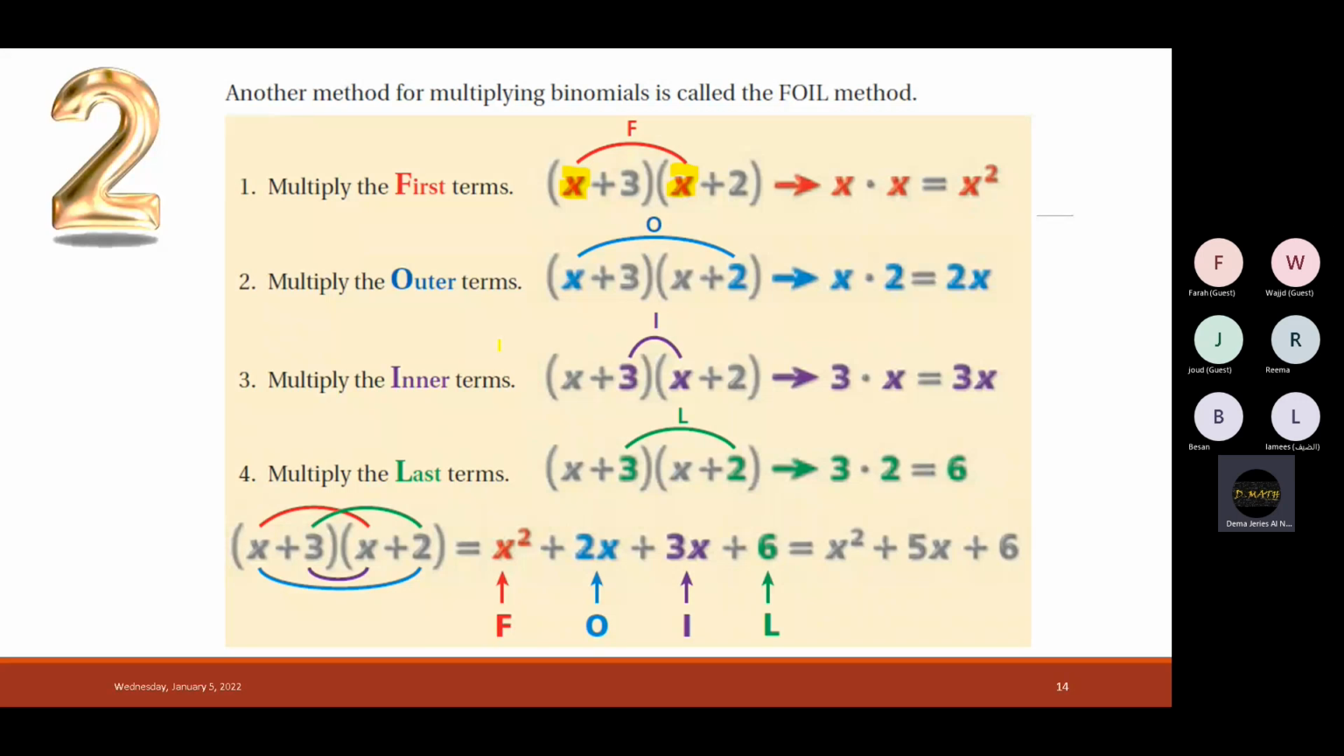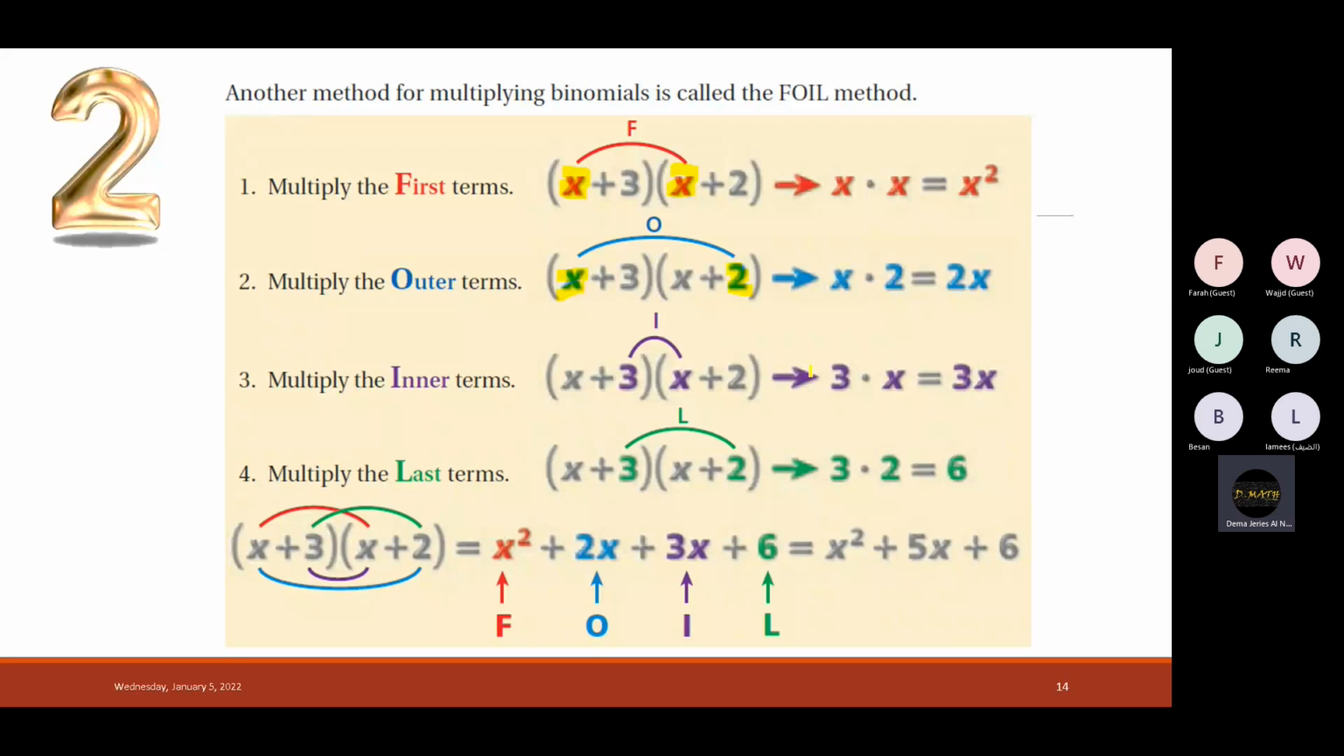The outer terms: go to the first bracket and the second bracket. Where is the outer? Outer means the one that is to the right and the one that is to the left, so far from the right and so far from the left. Where they are x and 2. Now multiply them together in order to get 2x.